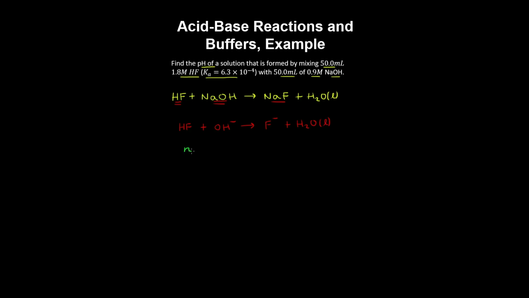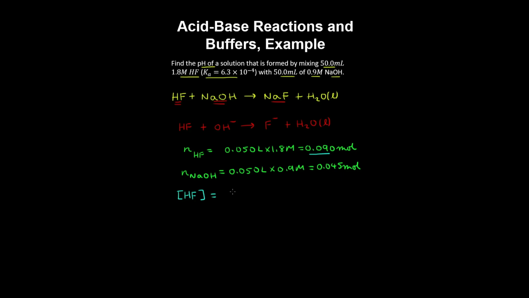And now we calculate the number of moles of the weak acid and the strong base. And therefore the weak acid is in excess, so the concentration of the weak acid in the solution is the difference between the two over the volume of the solution, which is 100 mL.